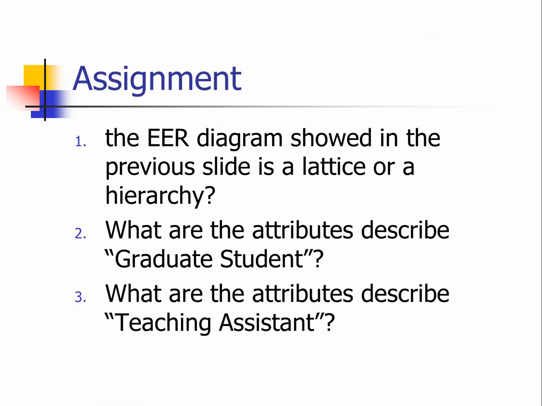And therefore, I'm going to give you some assignments. First of all, in the EER diagram that we just saw, is this a lattice or a hierarchy? Pretty simple, right? What are the attributes describing the graduate student? Also, what are the attributes describing the teaching assistant? Try to provide these answers as detailed as possible to me through Blackboard, and I am looking forward to seeing your answers.